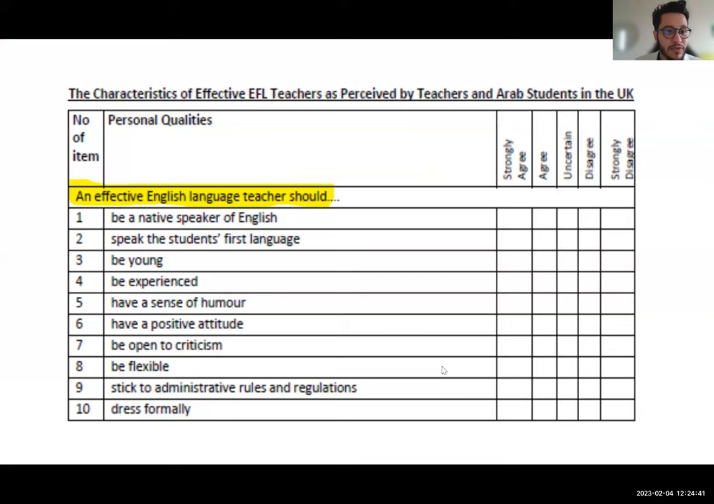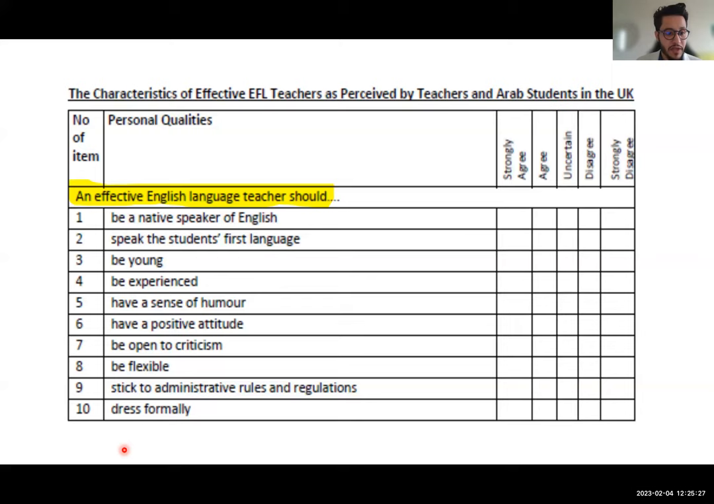This is a screenshot of part of the questionnaire that was given to both teachers and students. Basically, they had to look at this sentence: an effective English language teacher should be a native speaker of English. On the right-hand side, you will see strongly agree, agree, uncertain, disagree, or strongly disagree. So each participant gives their opinion on to what extent they agree with that sentence.